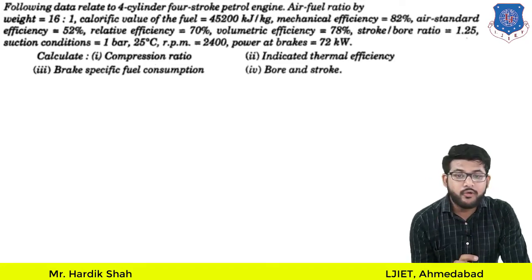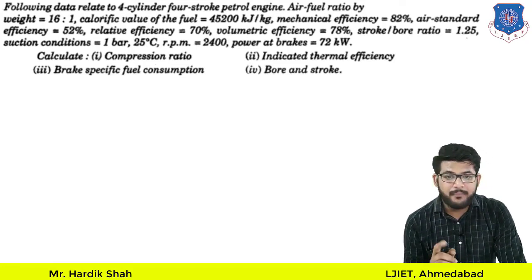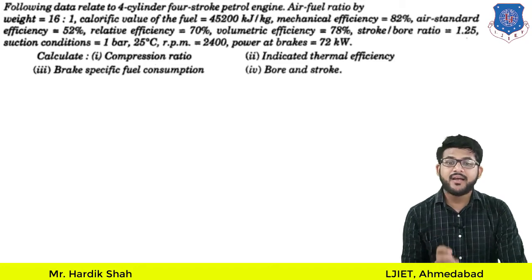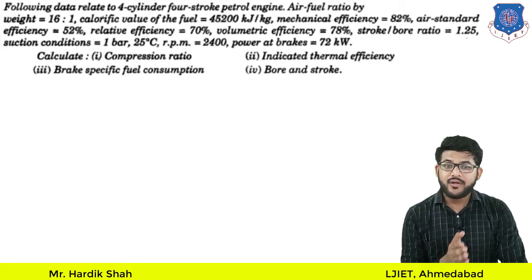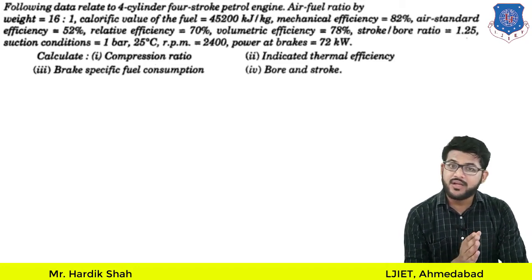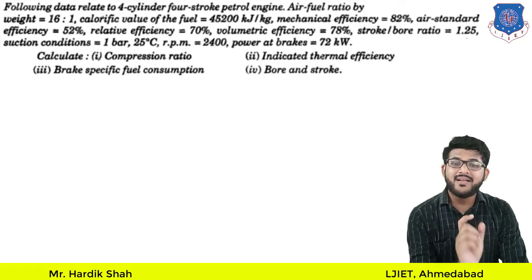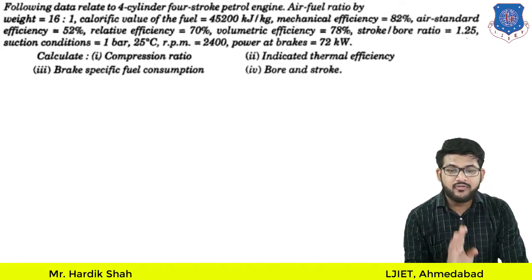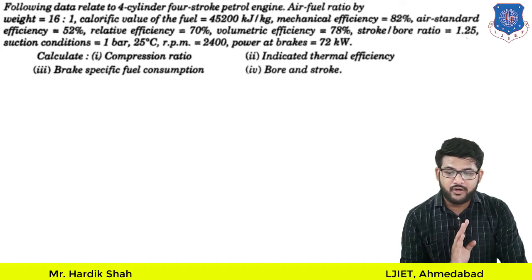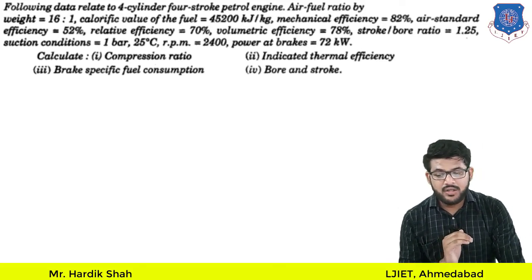So we need to find 4 things. First is the compression ratio, second is the indicated thermal efficiency, thereafter the brake specific fuel consumption, and thereafter the bore and stroke. Now let's start all things one by one.